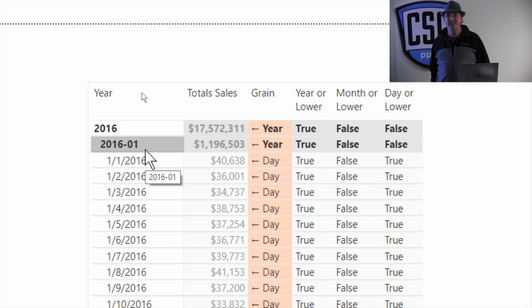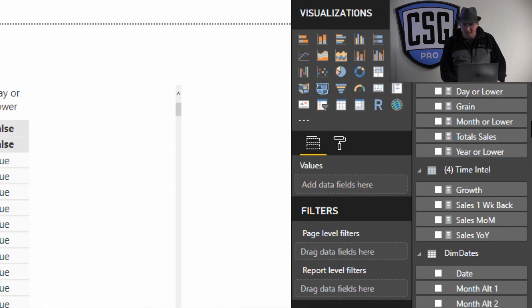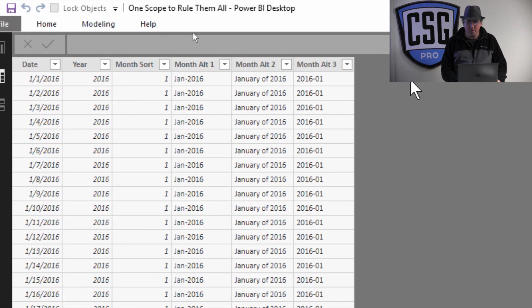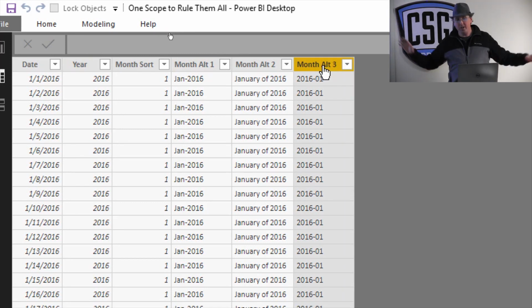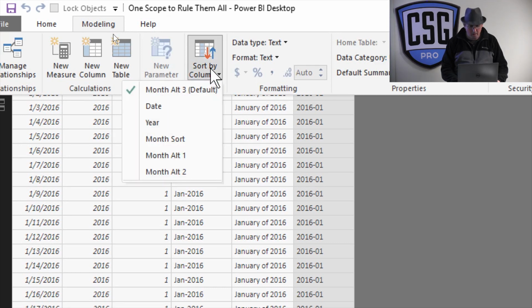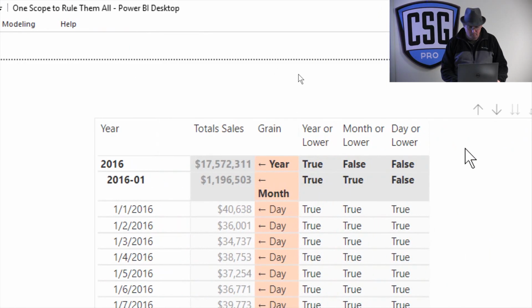But if I do, suddenly this formula will start working again, right? Notice how it's broken right here? It says this is a year. So I come over to my model, and I take a column that sorts perfectly by itself, that has no need for a sort column whatsoever. I go to modeling, I say sort by, I sort by the month sort. Boom, now it's working again, right? And this is really handy.